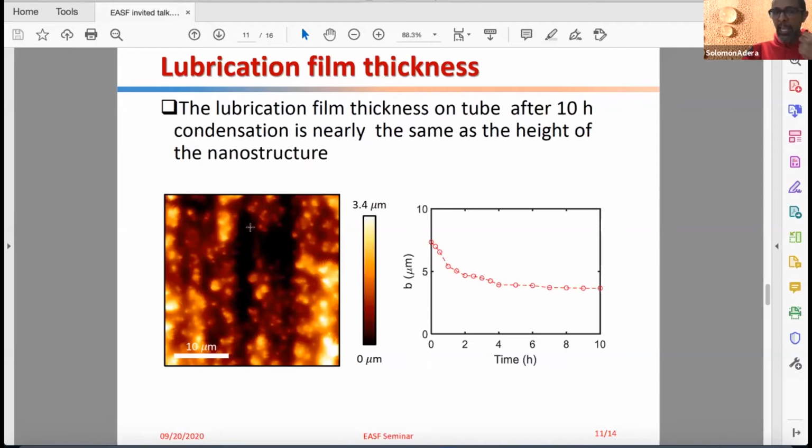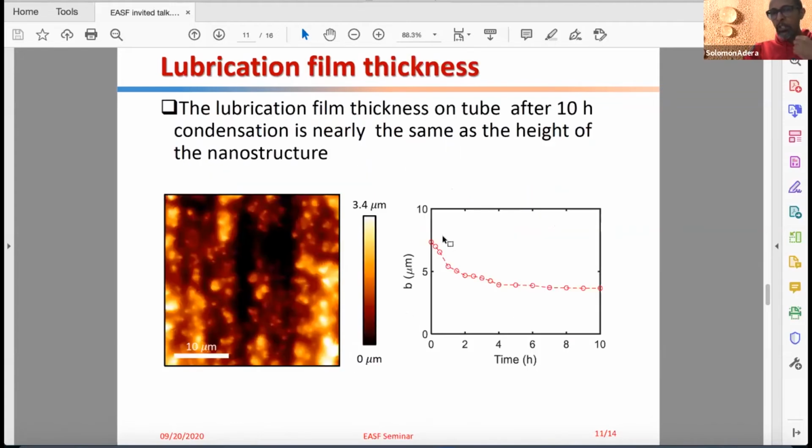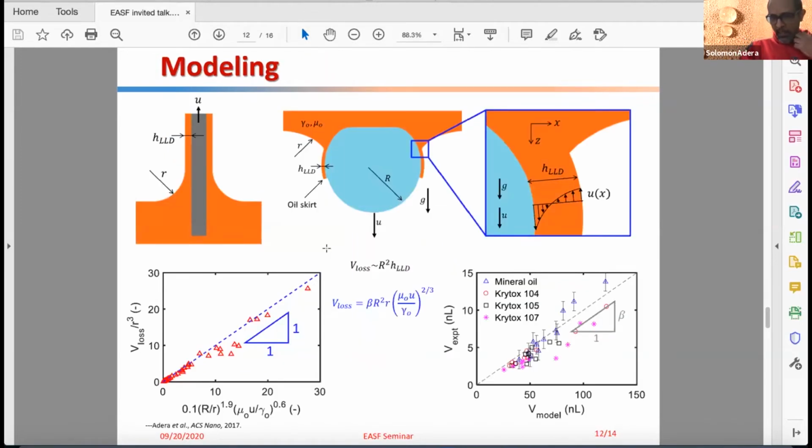And this is an AFM of the microstructure surface. They actually agree, they pretty much are the same, indicating that initially the reason we have high oil depletion is it's an overlayer above the nanostructure. After we depleted those, the oil on the surface is infiltrated inside the microstructure, and it was immobilized by capillary forces, and that was the reason that it just flattens out at the height of these micro nanostructures. And the last two slides, I want to show some modeling efforts.